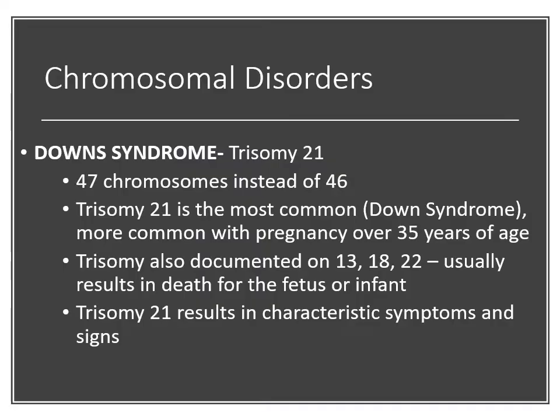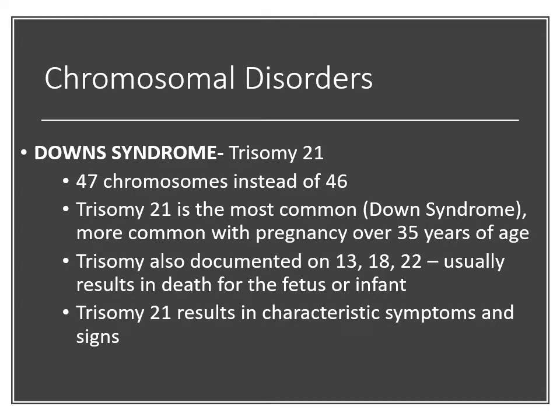Okay, so let's look at a chromosomal disorder from an extra chromosome. So Down syndrome, trisomy 21. So during meiosis, one of the gametes didn't divide properly, so it resulted in an extra autosomal chromosome at site 21. So now the fetus has 47 chromosomes instead of 46.